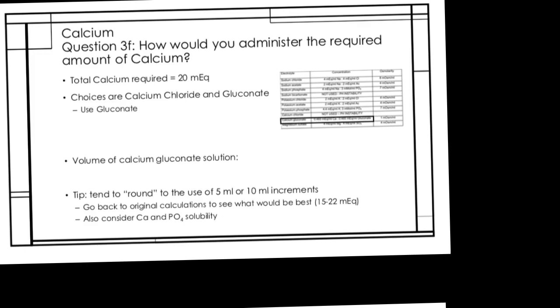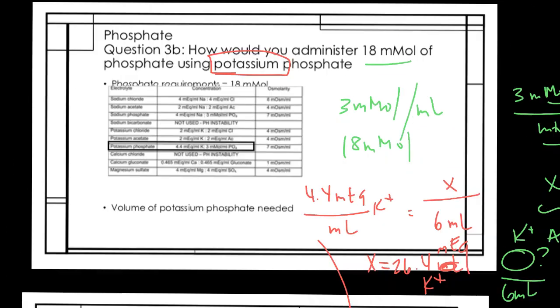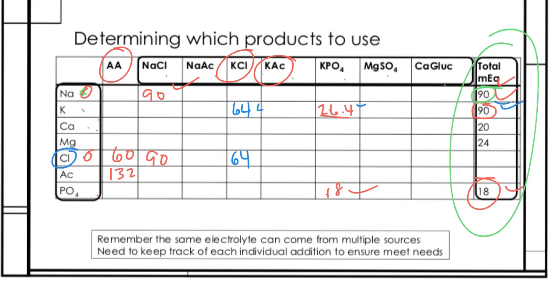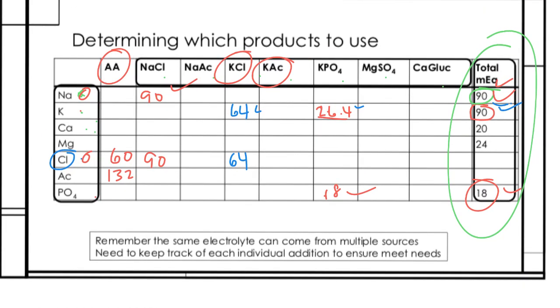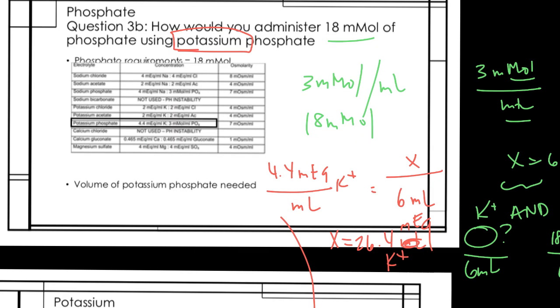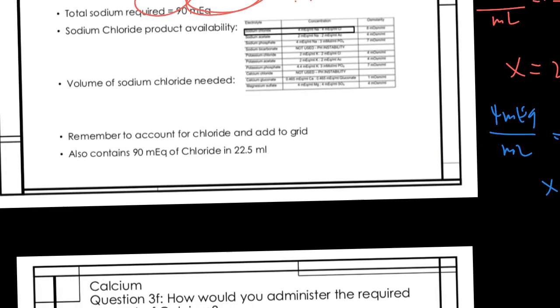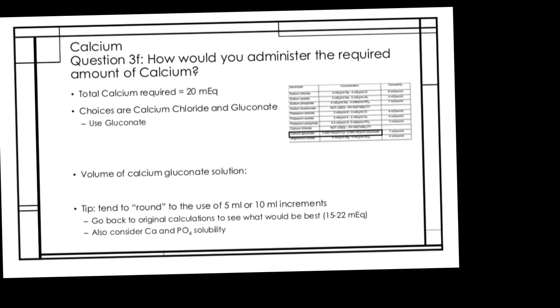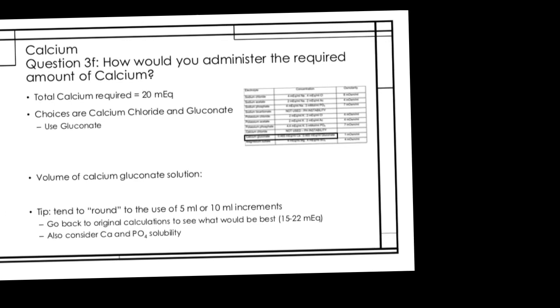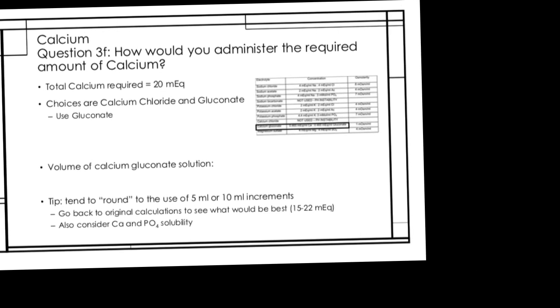3F. So how are we going to get calcium? How much calcium do we need, according to the TPN chart? Here's your calcium, 20 milliequivalents. Let's shoot them up with 20 milliequivalents of calcium. Did I say potassium? Calcium.